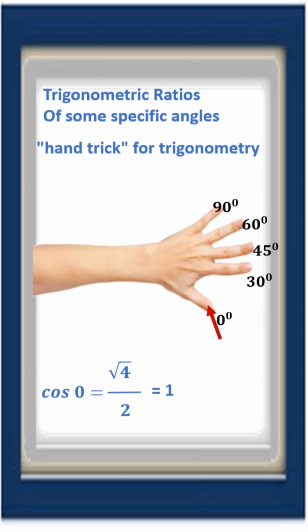Similarly, you can find the value of cos 30. Number of fingers above this is root 3. Root 3 by 2. Cos 45 is 1 by root 2. Cos 60 is 1 by 2. Cos 90 is 0. Why? Number of fingers above is 0. 0 by 2 is 0.